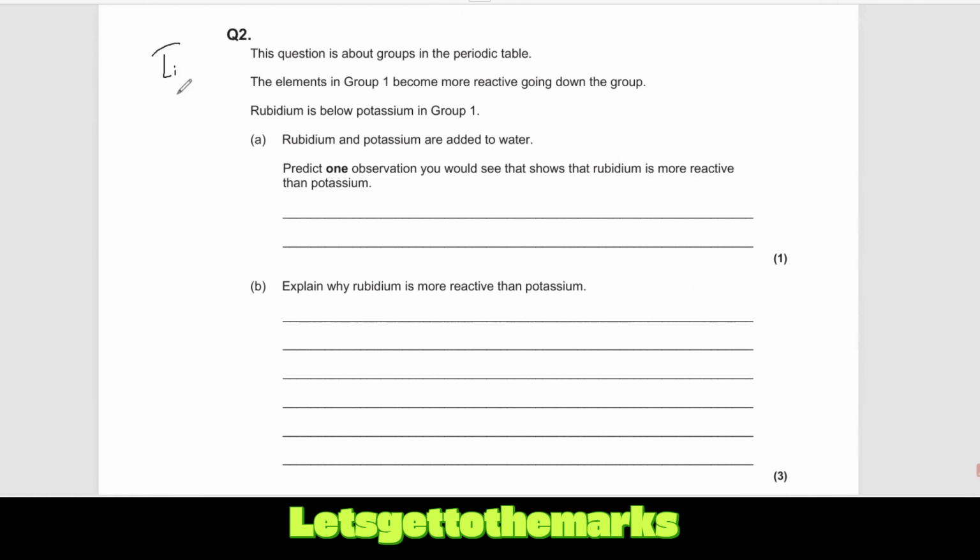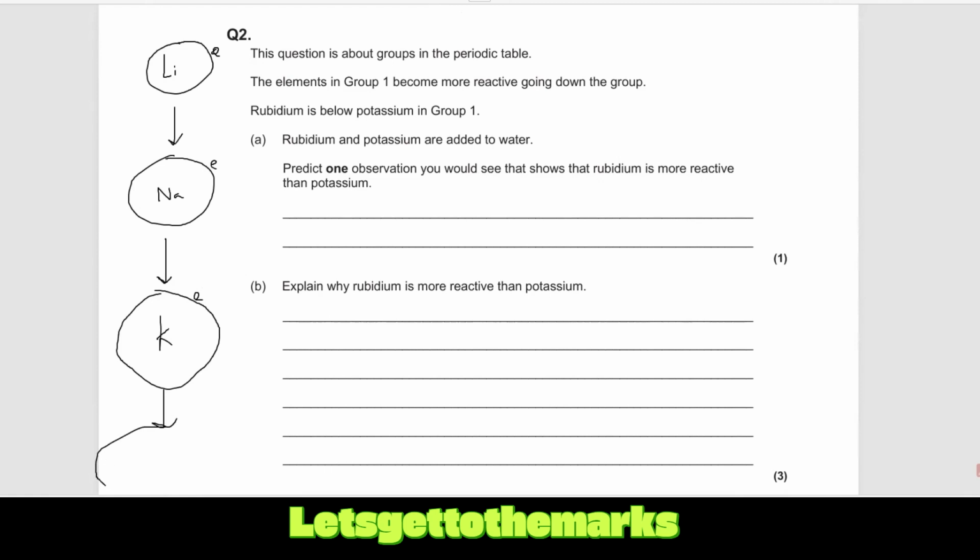Right, let's think about the first element in group one, which is lithium. It's got one electron in its outer shell. Then what comes next? Then we've got sodium with one electron in its outer shell. Now you might be going, sir, how am I supposed to remember the order? You've got a periodic table in your exam. Then we've got potassium with an electron and rubidium somewhere down here. I can't exactly remember if rubidium's next, but rubidium is below potassium anyway. So what's going to happen? Predict one observation that shows that rubidium is more reactive than potassium.